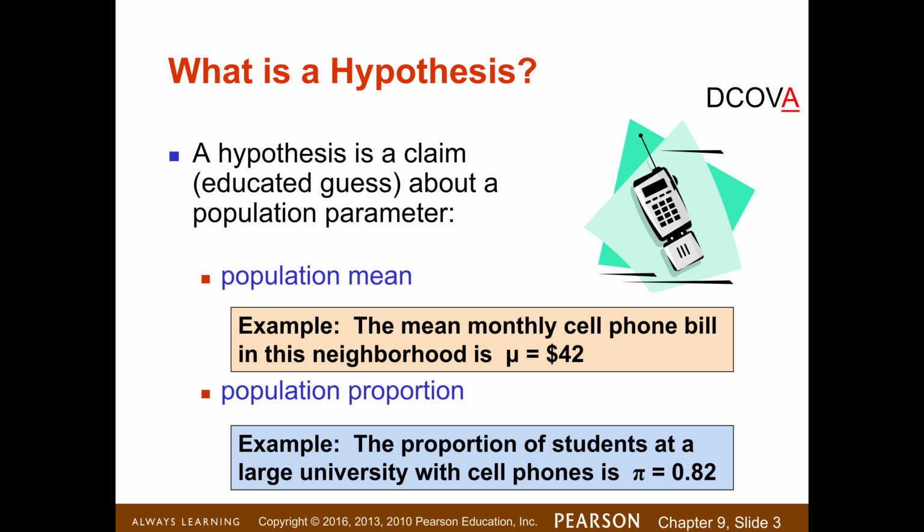Another example, one that aligns with population proportion: maybe an administrator of a large university claims that the percentage of students at that university who own cell phones is 82%. Well, since we're talking about a percentage, that's a proportion problem. And the notation that the textbook authors use is pi equals 0.82. Now you'll see me use p a lot, but for consistency, pi is actually a pretty good choice for the population proportion.